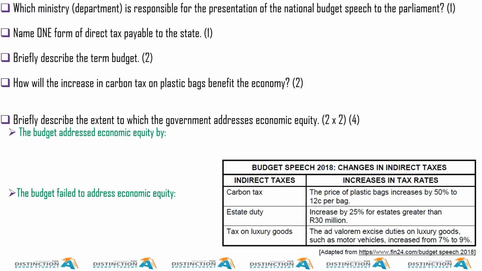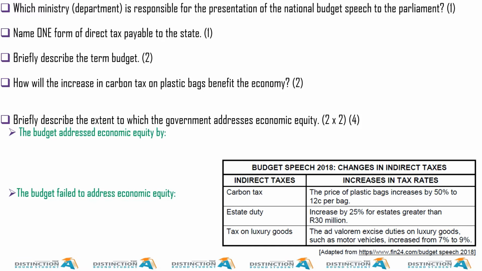It will be: study the table below and answer the questions that follow. Let's make a study here. I see budget speech 2018, changes in indirect tax. So expect questions along those lines, indirect or direct tax. Now, we have indirect taxes, carbon tax, estate duty, tax on luxury goods. And then we have the other one, which is increase in tax rates. Then it shows how these increased. The price of plastic bags increased by 50% to 12 cents per bag. And that's a carbon tax. Increased by 25% for estates greater than 30 million. Okay, well, so that's the study.